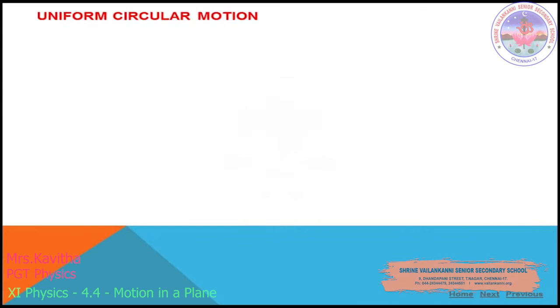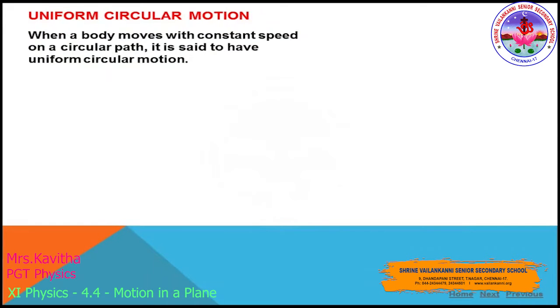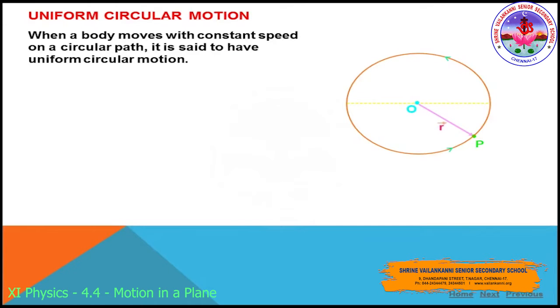Yes, continuation of motion in a plane, in that uniform circular motion. What is uniform circular motion? When a body moves with constant speed on a circular path, it is said to have a uniform circular motion. Now we can see that in uniform circular motion, the speed of the body remains the same, but the direction of motion changes at every point.